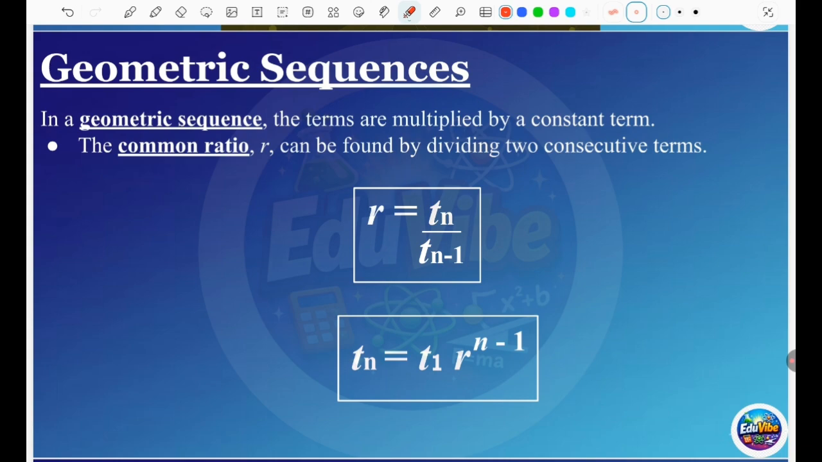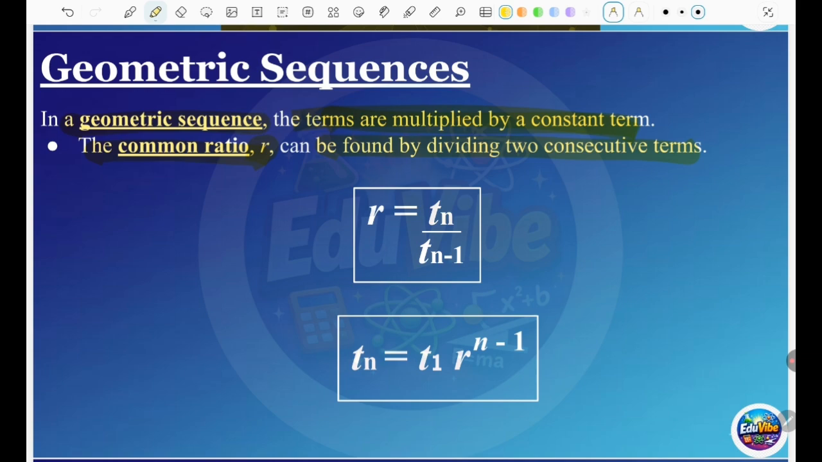We involve another general term. In arithmetic sequences we had a common difference, and in this one we have a common ratio. So what is that? In geometric sequences, the terms are multiplied by a constant term. In arithmetic sequences, we add or subtract the difference. In this, we multiply by the constant term. The common ratio, denoted by r, can be found by dividing two consecutive terms.